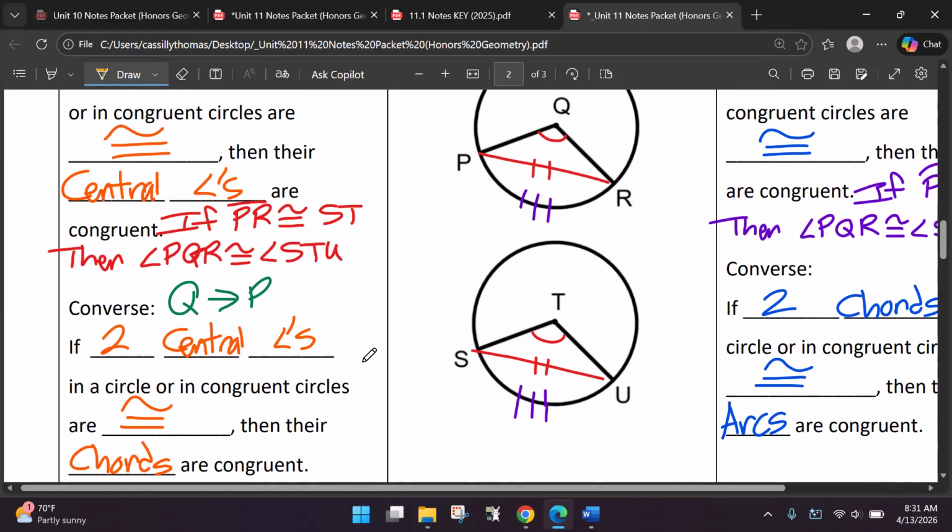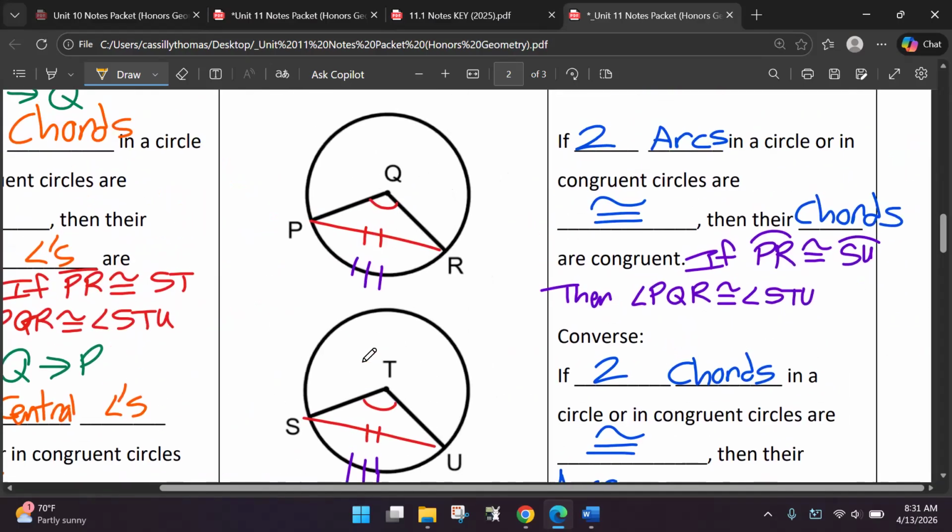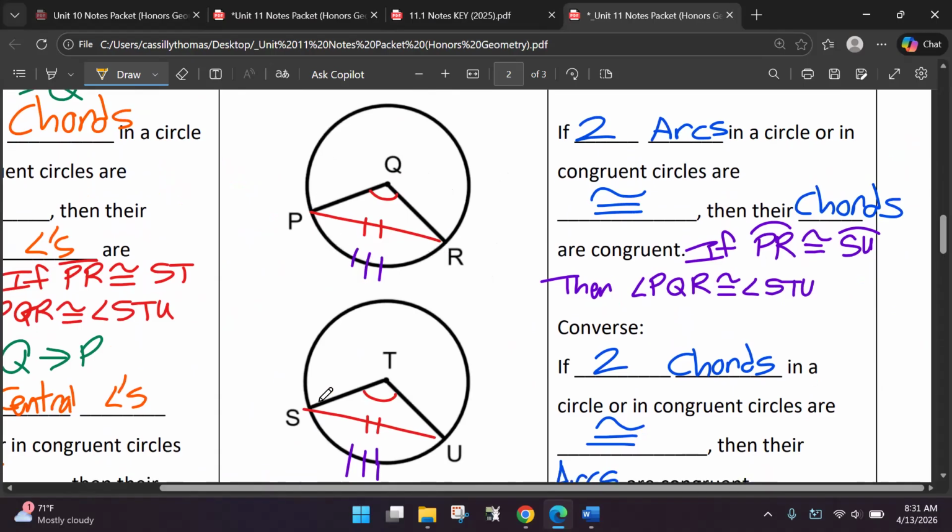Now, on the flip side of that, we can look at the arcs instead. Let's look at the same two circles, and let's say arc PR is congruent to arc SU. If arc PR is congruent to arc SU, then we can say the central angles are congruent. And not only, oh, I actually made a mistake here. Yikes. If two arcs in the circle are congruent, then their chords are congruent.